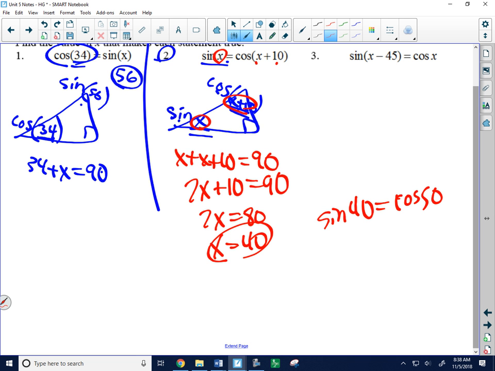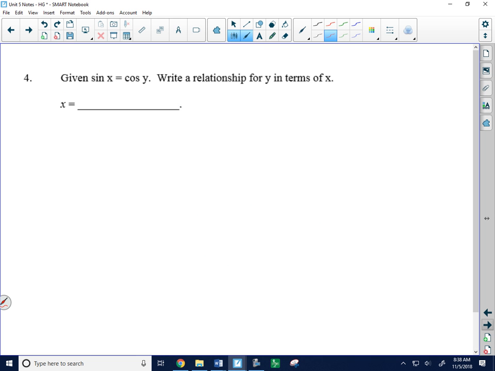Okay, let's skip 3 and jump to the bottom 2. Anything I can answer on 1 or 2, though? Let's jump to the bottom 2. Okay.